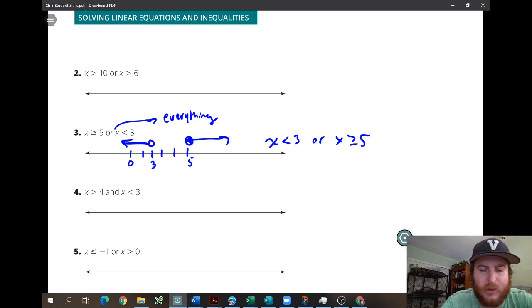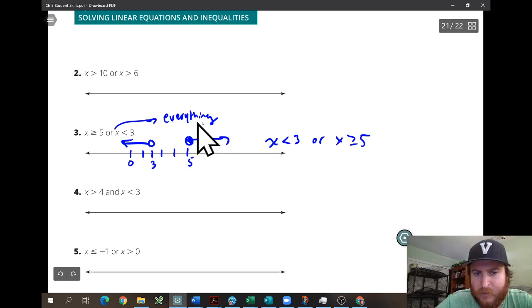I just wrote it in the opposite order. You could leave it the same. I usually do the one on the left first and the one on the right second, so I just switch the order. But if you wrote the exact same thing, that's fine. Okay, so that's how to do these.